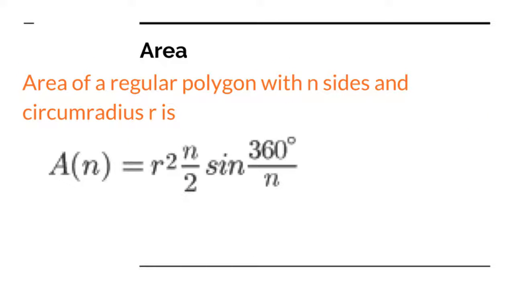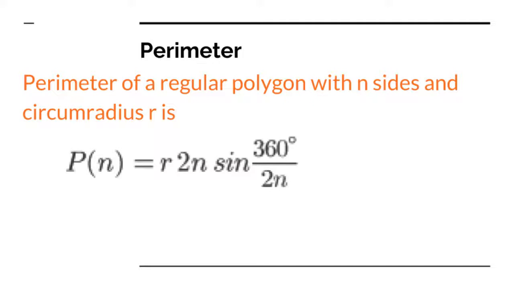Area. Area of regular polygons with n sides, An, and circumradius R, is R square n by 2 sine 360 degrees by n. Perimeter. Perimeter of a regular polygon with n sides, Pn, and circumradius R is 2n R sine 360 degrees by 2n.